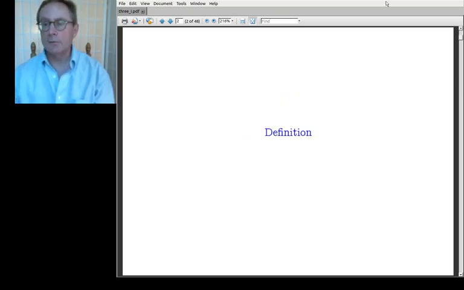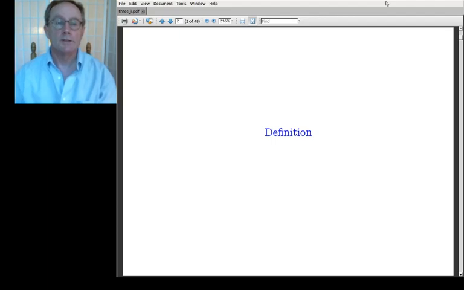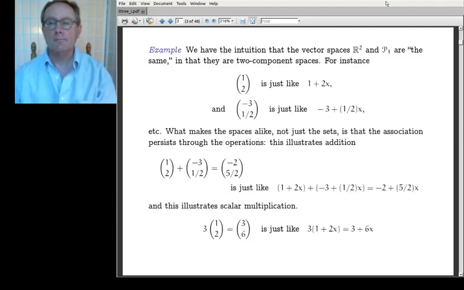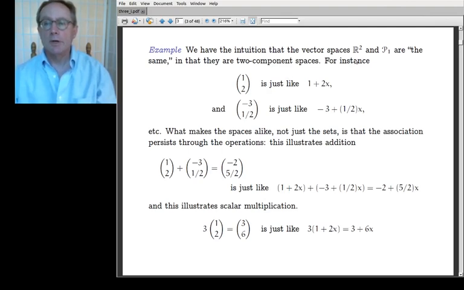So let's see, isomorphisms it's called, and I'll start off by defining what an isomorphism is so that we'll know what we're talking about. The basic idea is we have the intuition that the two tall vectors and the linear polynomials are the same in some sense, in that they're both two component spaces. I'm sure that you have remarked to yourself that the vector 1, 2 is just like the vector 1 plus 2x in the respective spaces, and that minus 3, 1/2 is just like minus 3 plus 1/2 x in their respective spaces. What makes these alike, what makes us able to say just like, is that the association is upheld throughout the operations.